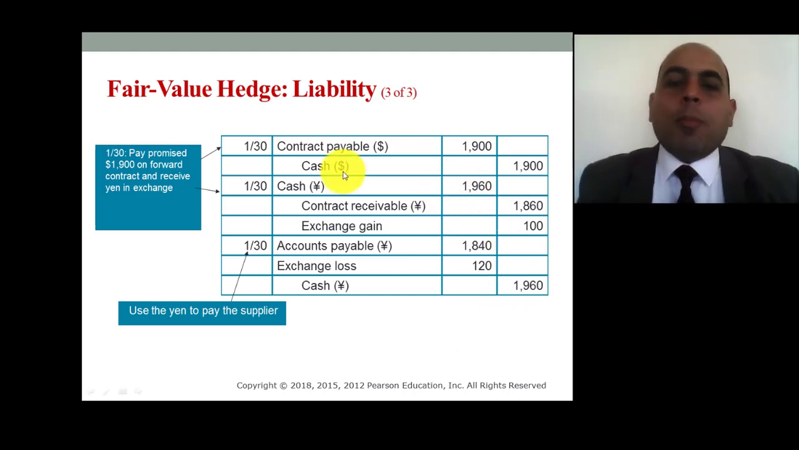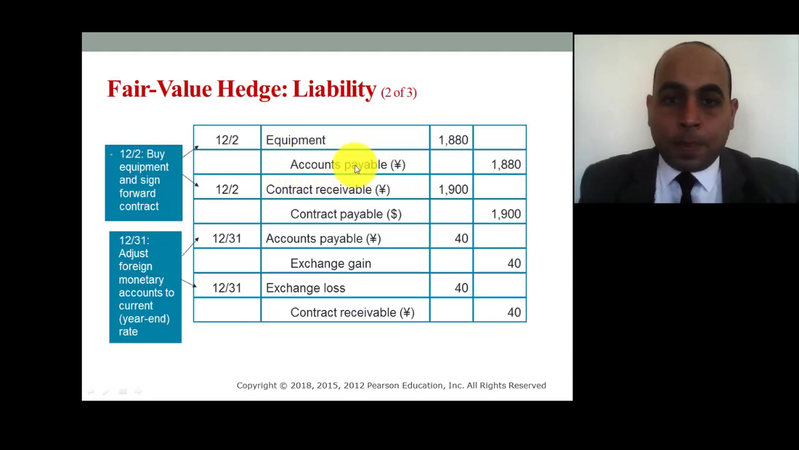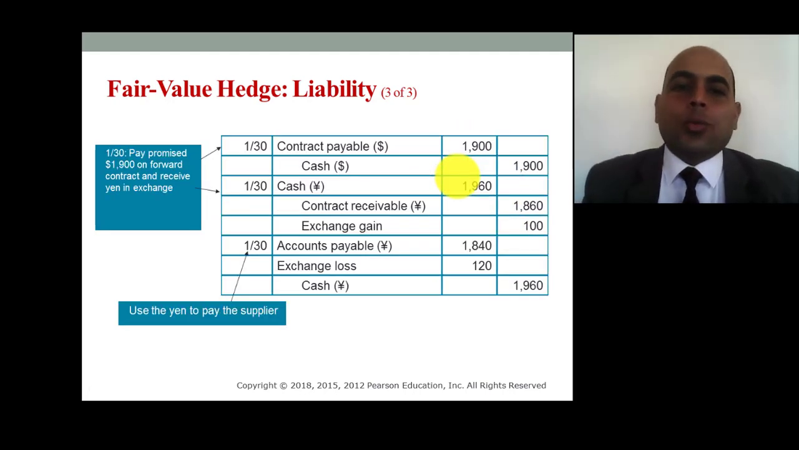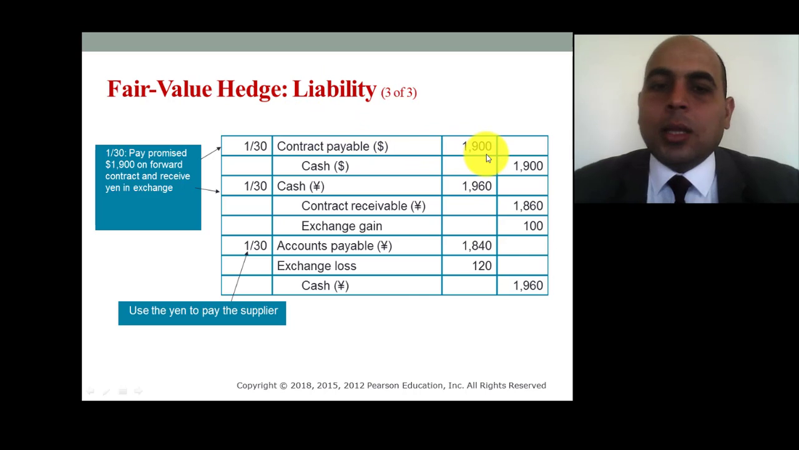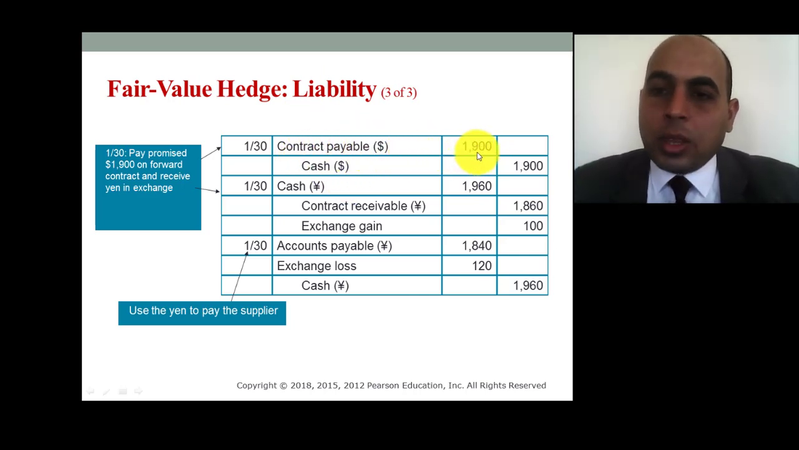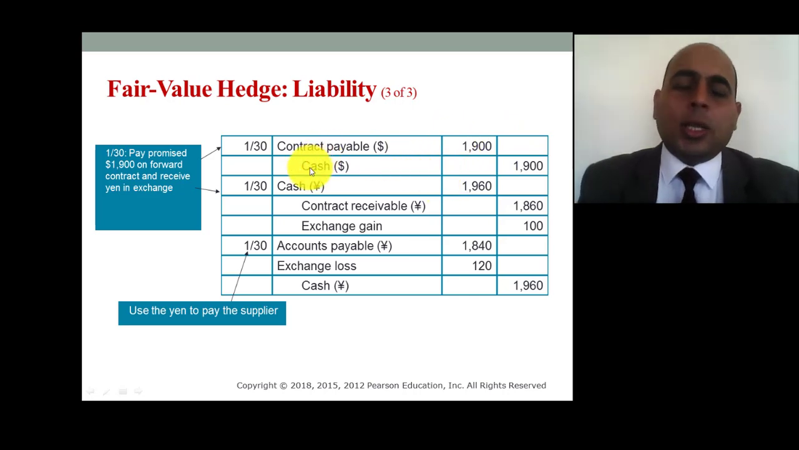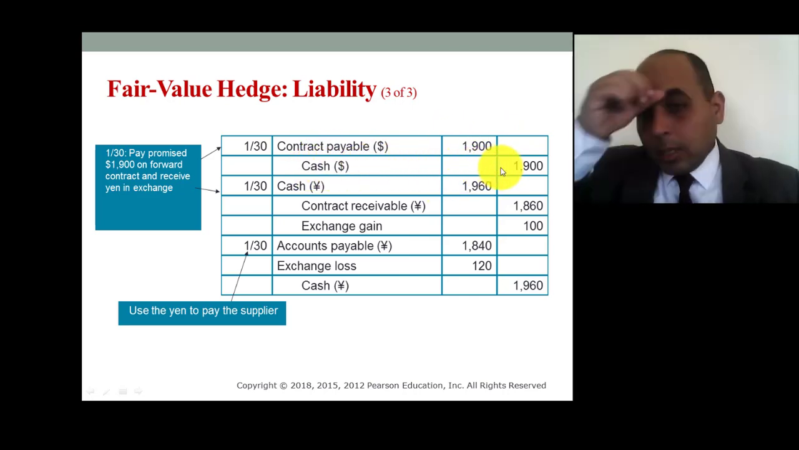We will pay them the amount we owe, contract payable, here already recorded by 1,900 on the date of entering into forward contract. We will pay them a fixed amount. This is the benefit of entering into forward contract. We will pay them 1,900. So contract payable will be debited by 1,900, so we don't have any amount owing as we settle this transaction.